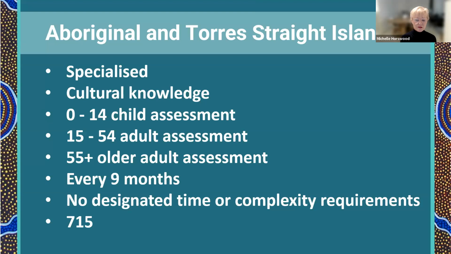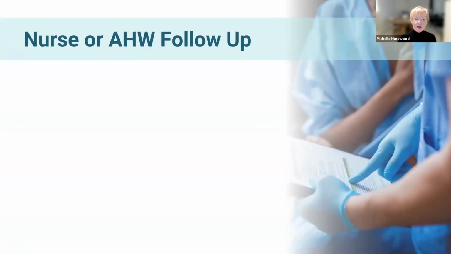I don't know if it's disturbing or difficult for me to understand, but I would think that there does need to be some complexity around that. And the item number that you can bill is 715. So that's a different item number than we do usually for health assessments.